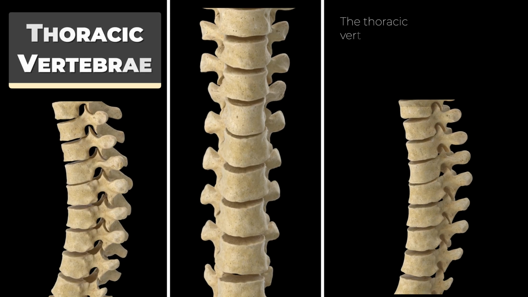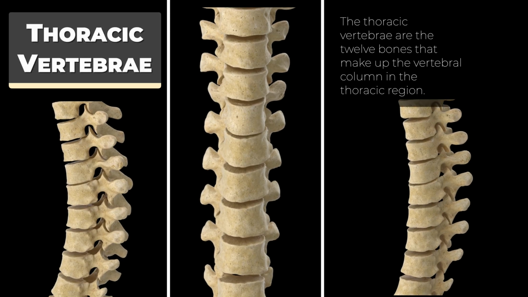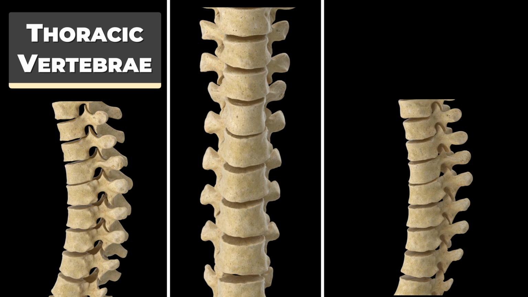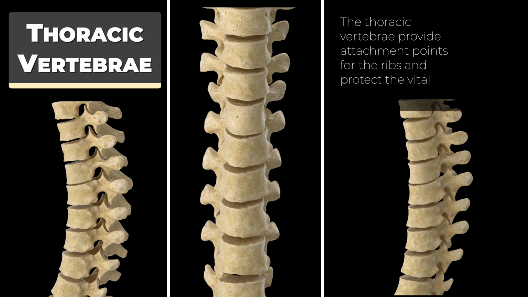The thoracic vertebrae are the 12 bones that make up the vertebral column in the thoracic region. They are larger than the cervical vertebrae and have long spinous processes that project downwards. The thoracic vertebrae provide attachment points for the ribs and protect the vital organs in the chest.